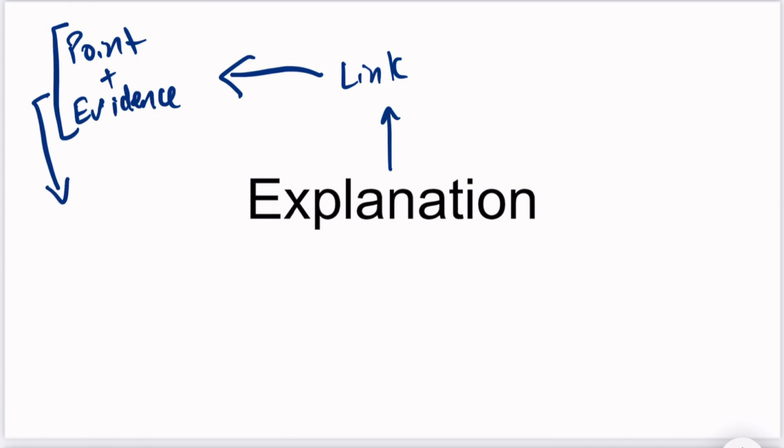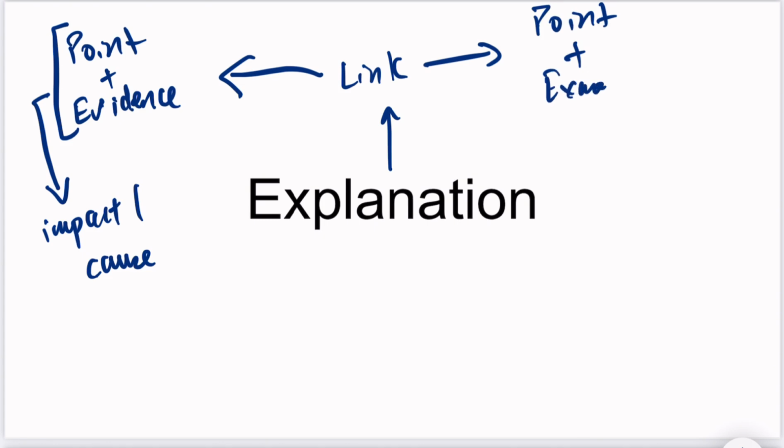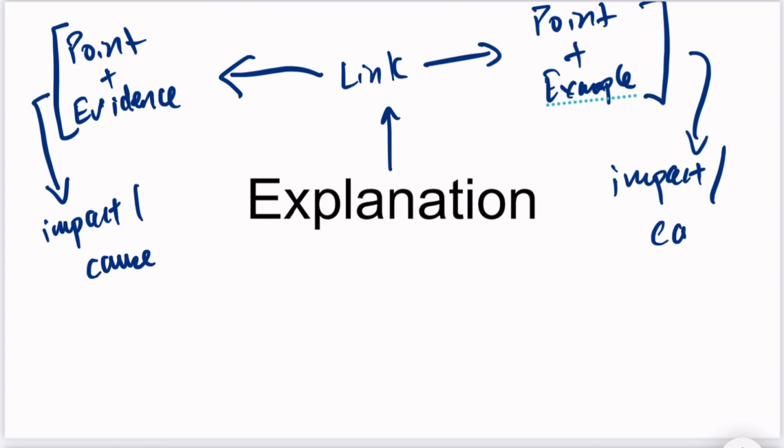In this case, your link can be in the form of an impact. Sometimes, depending, it may also be a cause. Another way you can link is, for example, you ask a question like, how does one factor lead to another, or how does this factor lead to the issue. Again, you're linking a point plus the example. So these are ways that you can do it. Of course, the point here can also be your impact, or it can be your cause as well.